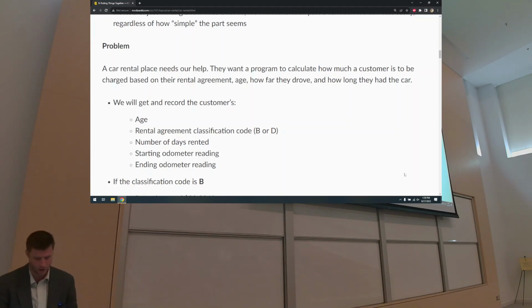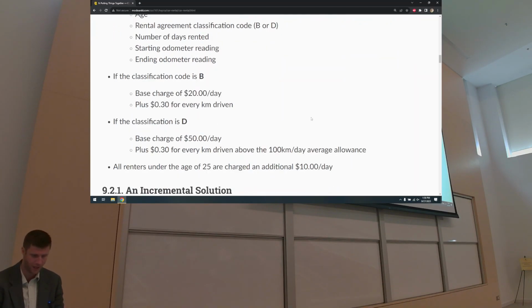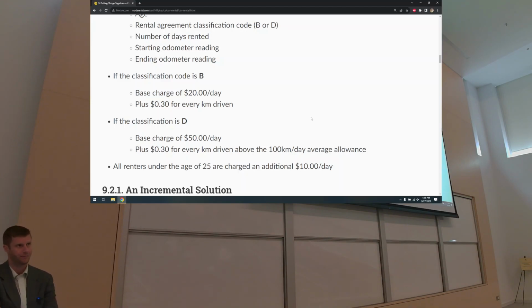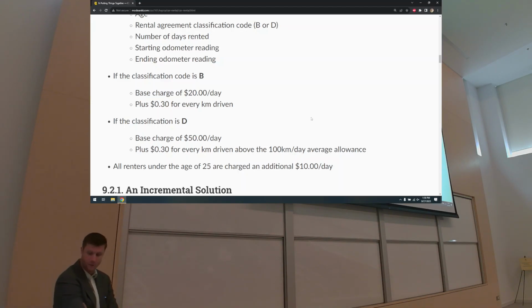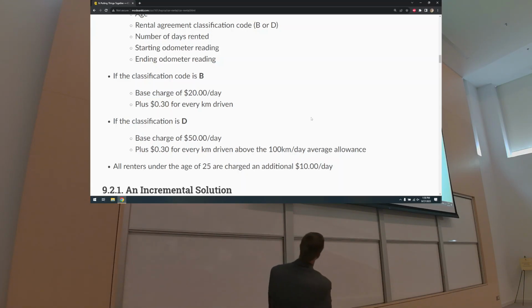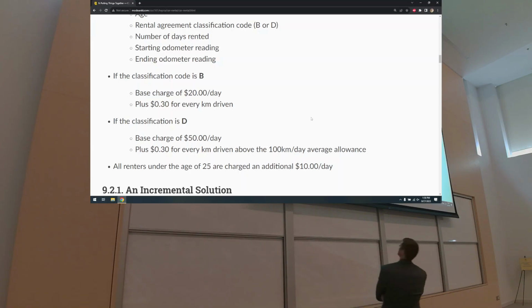If the classification code is B, they are charged $20 a day, plus 30 cents for every kilometer driven. Classification code D is 50 bucks a day, and they're charged 30 cents for every kilometer driven above a 100 kilometer a day average allowance. First thing we have to do here is, oh, and here's another thing. All renters under the age of 25 are charged an additional $10 a day because apparently ageism only goes one way. You're allowed to discriminate against young people, but just not old people. Okay, right.